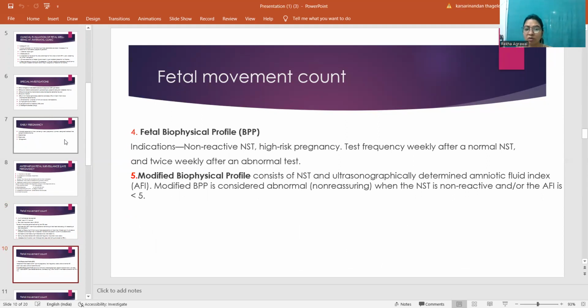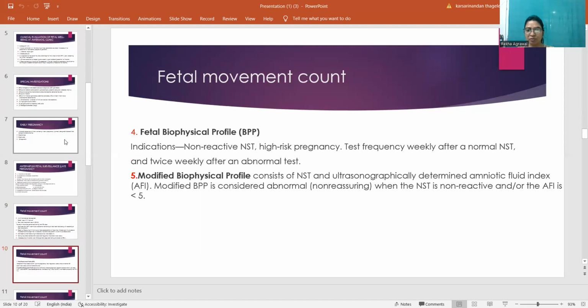So what is the fetal biophysical profile? Indications are non-reactive NST. When we think that the fetus is not in a good situation, then we should go for the biophysical profile. Indications are non-reactive NST and high-risk pregnancy. Test frequency is once weekly after a normal NST. So when we have a normal NST, then we can do the BPP, biophysical profile, once weekly, and twice weekly after an abnormal test.